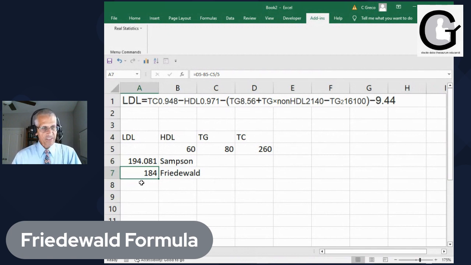Are we going to press and use the Sampson information, basically the formula that's better, so to speak, or are we going to stay with the Friedewald? And if we do that, what does that do to our statin drugs? What does that do to our diagnostics? What does that do to cardiology in general? And how does that all work?